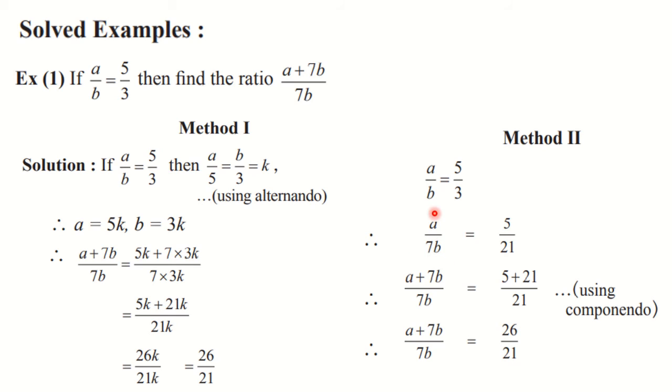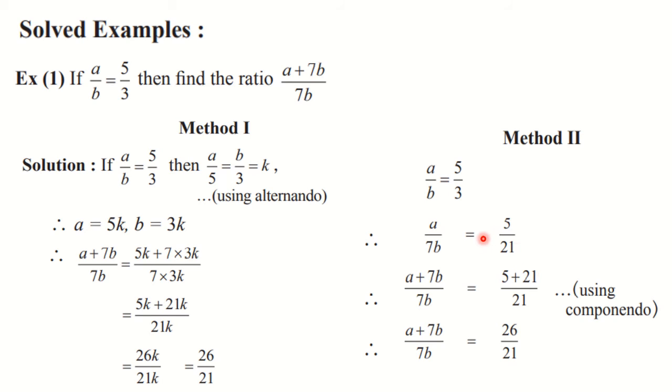But while making it 7B, we have to multiply by 7 in both the places of the denominator, in the left hand side as well as in the right hand side. So this is A into 7B. We can write 5 upon 21 because 7 3s are 21. So A upon 7B is equal to 5 upon 21.